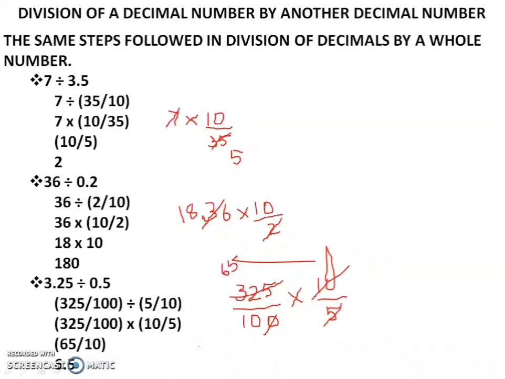How will you write 65 by 10? 65. Where is the decimal point for a whole number? It is at the extreme end, isn't it? So when you are dividing it by 10, the decimal point will shift to the left by how many places? 1 place. So there it goes. So what is the final answer? You will get 6.5. Hope the concept is clear for you. So don't get confused.